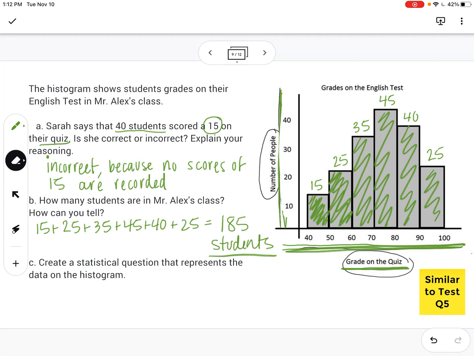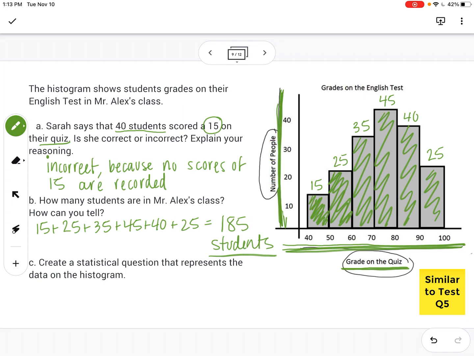All right, the very last question says, create a statistical question that represents the data on the histogram. So you should remember that a statistical question is a question that allows us to collect a certain amount of data. The difference between a statistical question and a non-statistical question is that a statistical question gives us a variety of data, whereas a non-statistical question does not. So look at your histogram and think about which question, if you were collecting this data, you would have to ask in order to collect it.